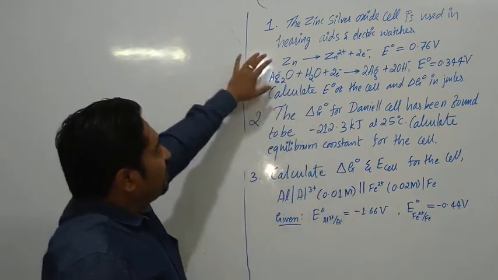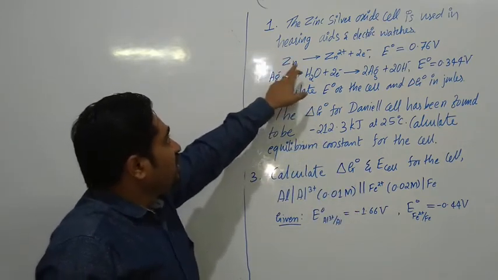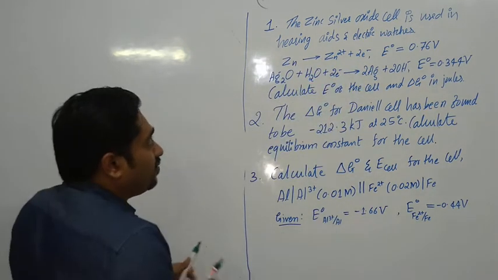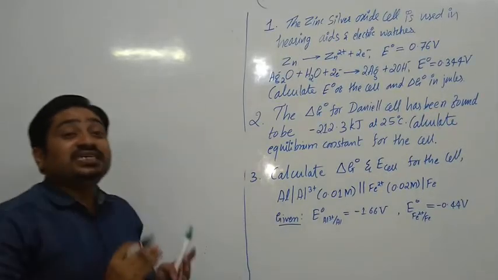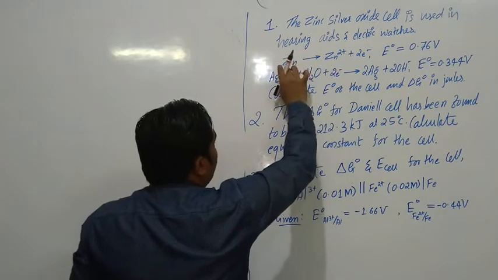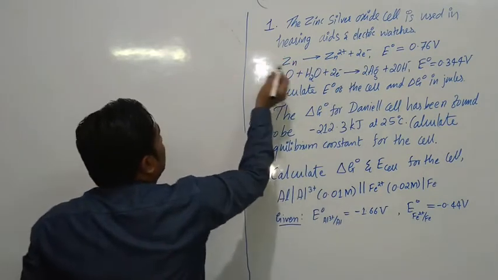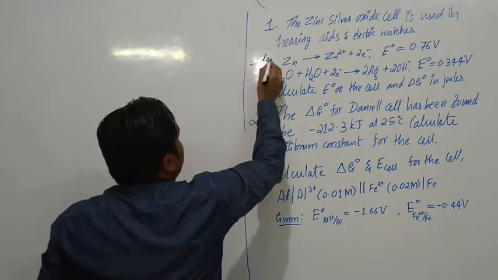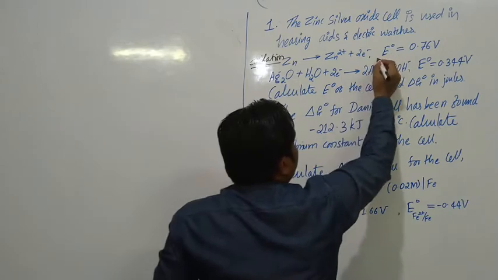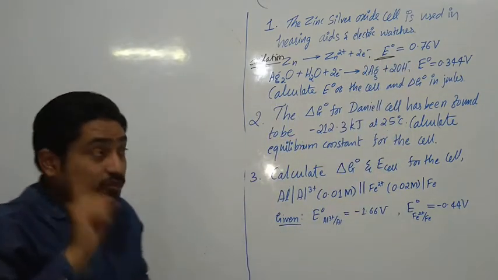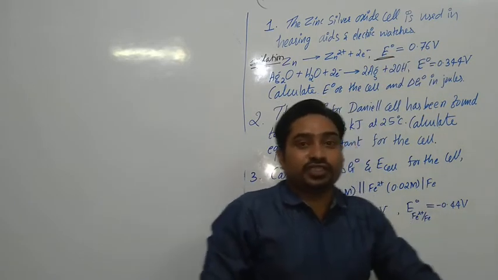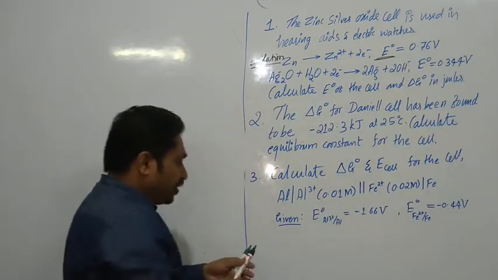So in that battery, the chemical reaction taking place is given: zinc gives Zn2+ plus 2 electrons. Is this reaction oxidation or reduction? The zinc atom is converted into a zinc ion. Zinc has lost 2 electrons, so it is an oxidation reaction. If the reaction is oxidation, here they have given the oxidation potential. So please remember, the value of E naught is equal to the oxidation potential of zinc.